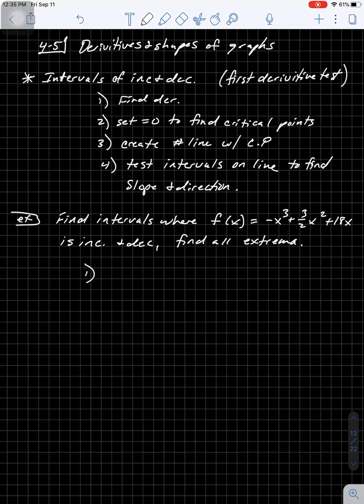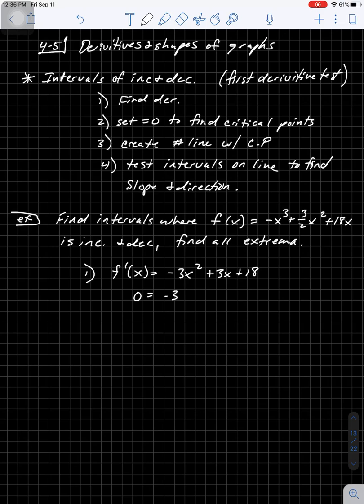First thing that we're going to do is find the derivative. So f prime of x equals negative 3x squared plus 3x plus 18. Okay. Then we're going to set the derivative equal to 0. And what we're doing again is we're finding the places where the slope of the tangent line is 0, and those are the mins and maxes, potentially.